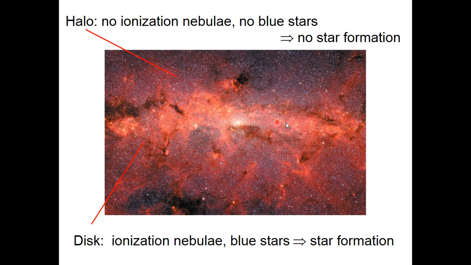But in general, what we see in this sort of layout is blue stars are going to form in the disk, and there's not going to be blue stars in the halo. Right? The halo is kind of harder to see here. It's not a great image for that, but that's okay.